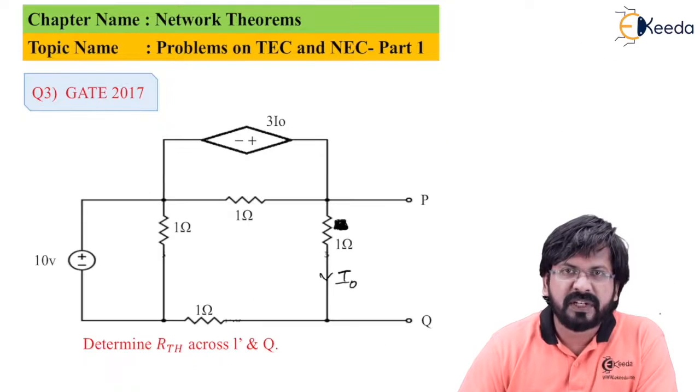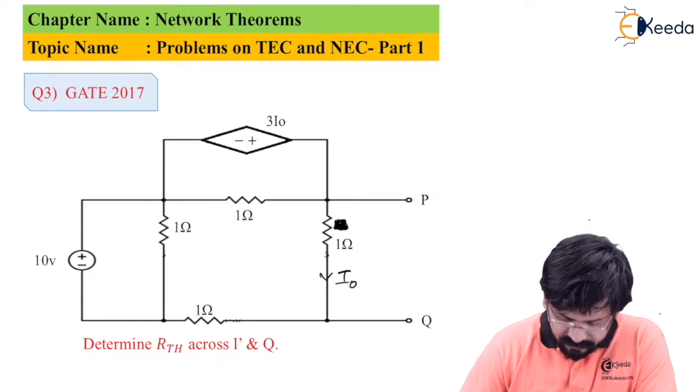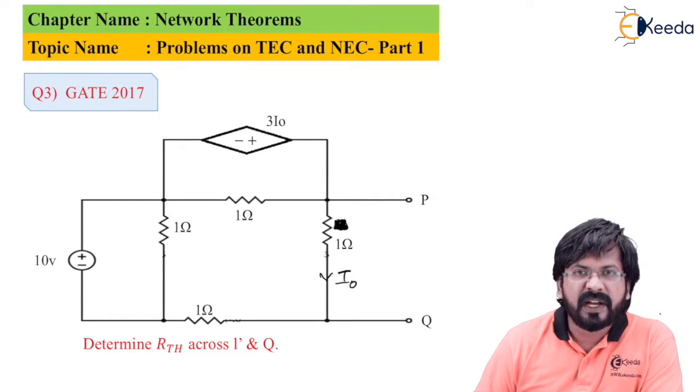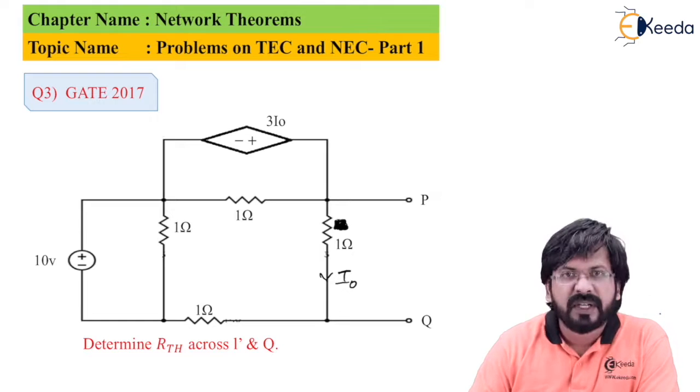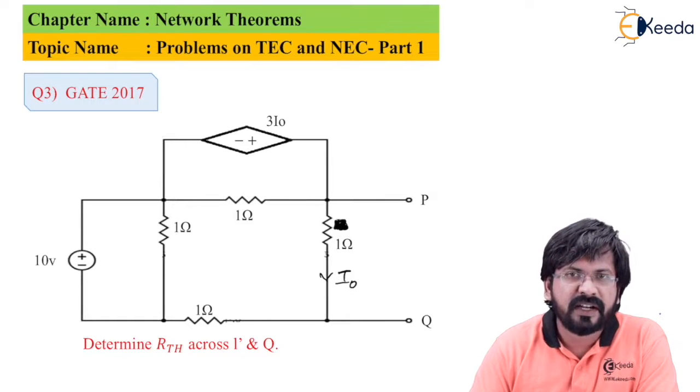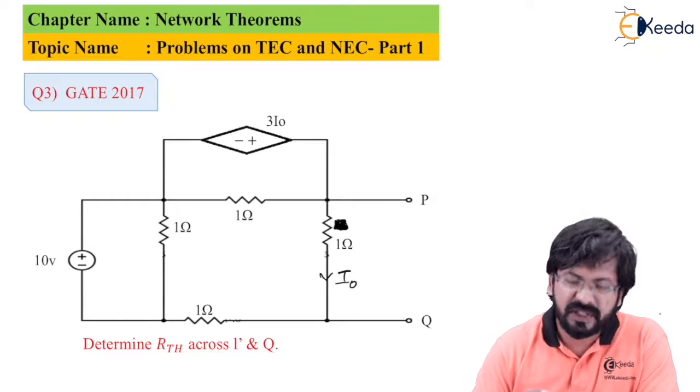So let us start with question number 3, which appeared on your screen. They are asking you the value of RTH between P and Q. P and Q points are as shown. We know the standard procedure to get RTH. The standard formula is VTH upon ISC. So we need to find two values, VTH and ISC. Let us get VTH first.